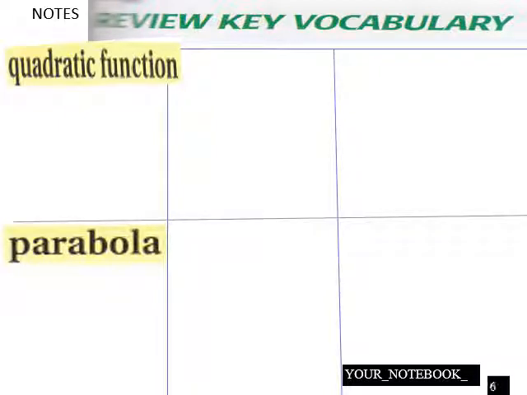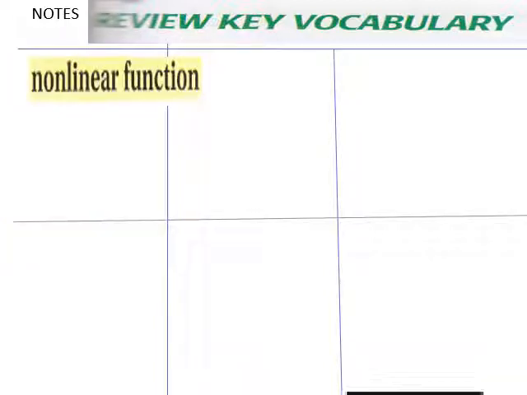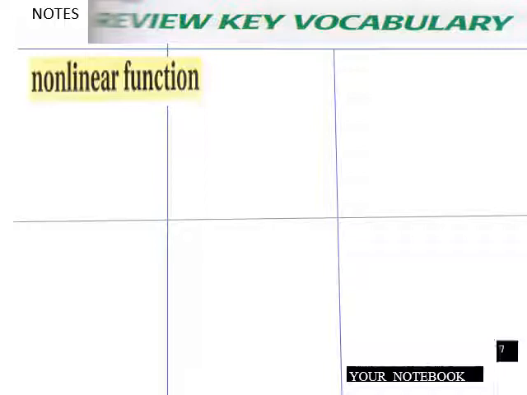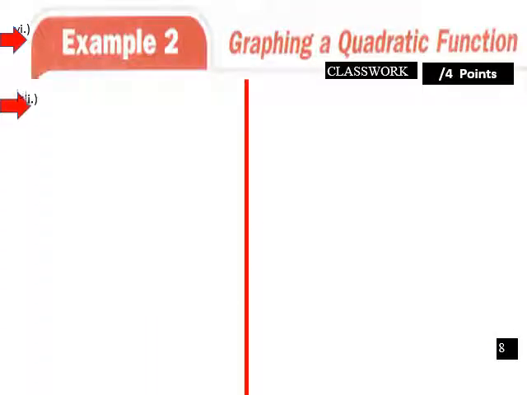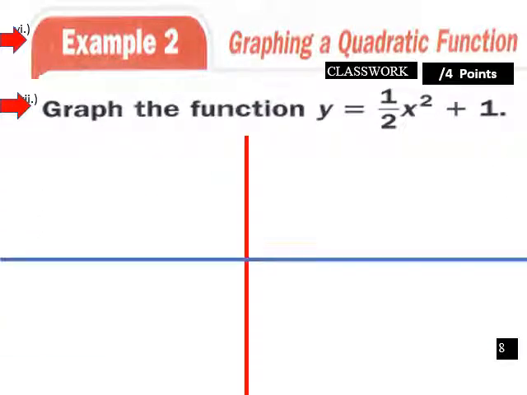Students, in your own words, define quadratic function and define parabola. Put this in your notebook, page 6 for this lesson. I do vocabulary checks on Fridays, so students, enter this, 10 points, okay? And then nonlinear function here, again, students, in your own words, define nonlinear function. Okay, into our next example, graphing a quadratic function.